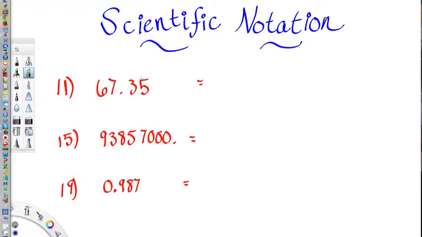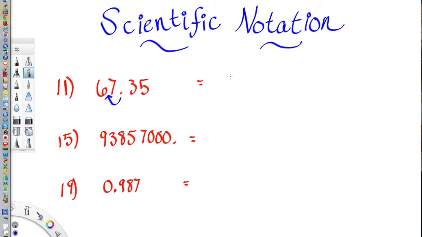Now here we're given numbers. The second part of the assignment, numbers are given to us in standard form, and we need to ask ourselves, how do we take this number that is written in standard form and change it to scientific notation? If I have 67 and 35 hundredths, I need a base number that is greater than 1 but less than 10. So we need to move the decimal point right to here.